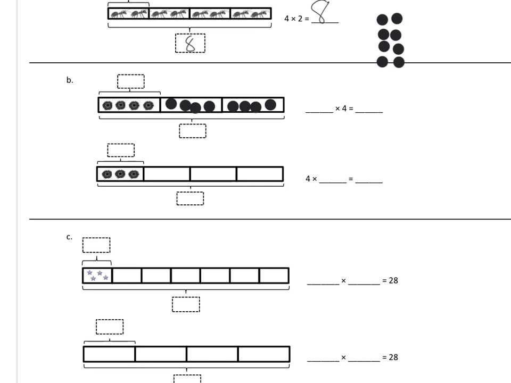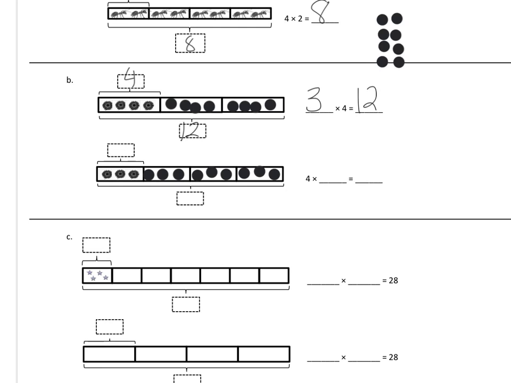Alright, and then I can even go down to my next one and I can fill out the rest of those. Okay, and then I can make my pen tool small again. So, I have 4 in each section, which leaves me with how many total? Well, I can skip count by 4s. 4, 8, 12. So that's 12 total. Now my multiplication sentence is 3, because I have 3 sections, times 4 equals 12.